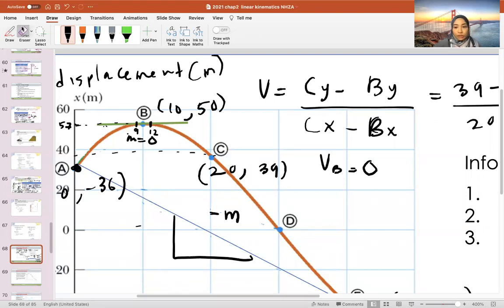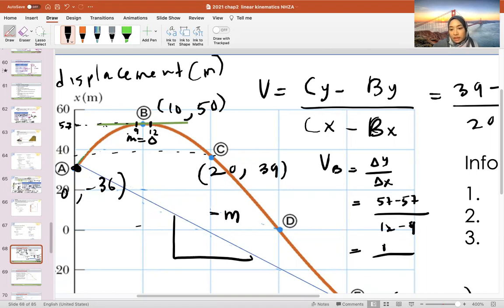So if I wanted to put in my equation, I can do that. So the change in the y-axis over the change in the x-axis, ataupun the change in displacement over the change in time, the change in the displacement is 57 minus 57. The time is 12 minus 9. I can do that. So this is 0. 12 minus 9 is 3. 0 over 3 is 0. So the gradient is 0. So that's your proof that the gradient is 0 and velocity, instantaneous velocity at that point is 0.